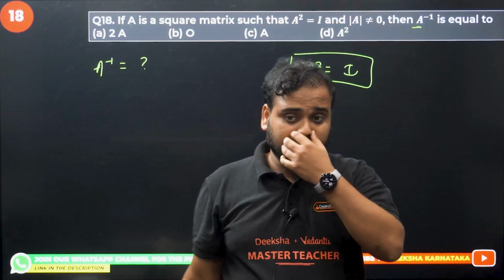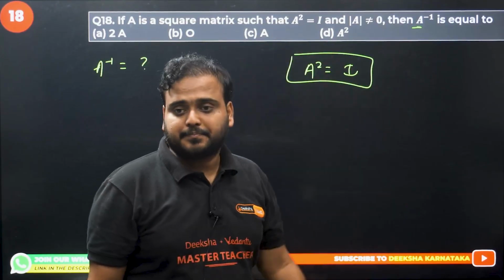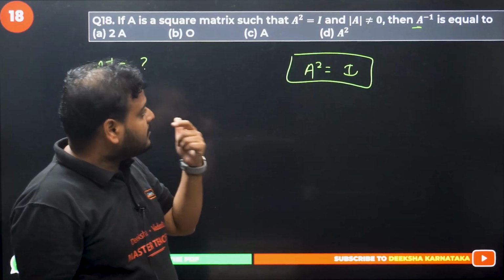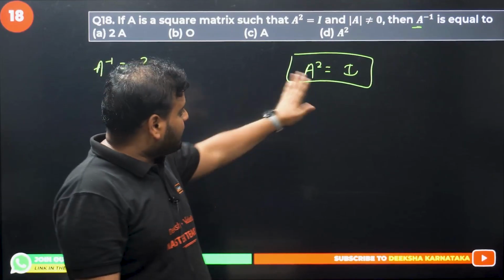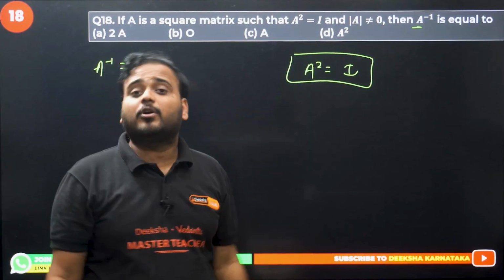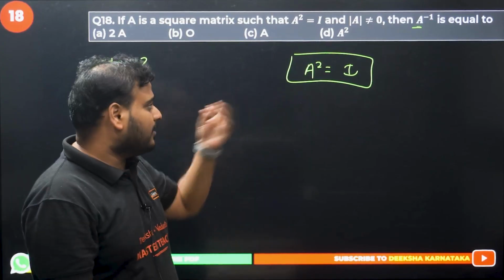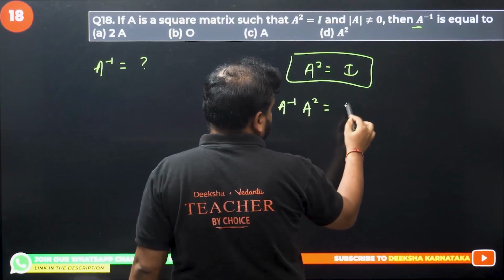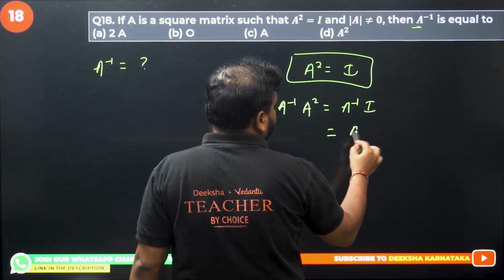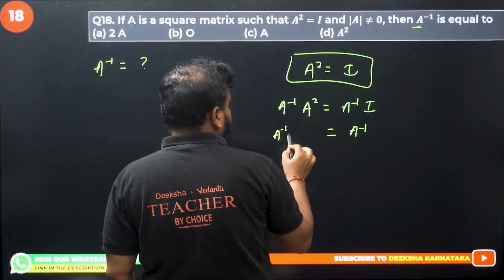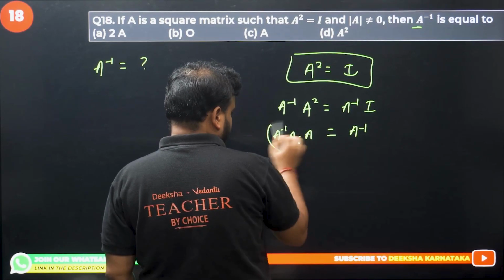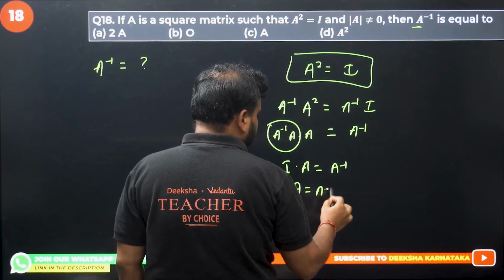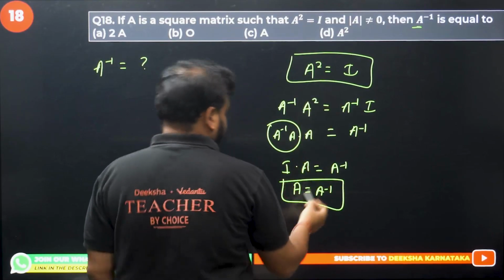Okay, they have given us 4 options. They're saying A square is equal to I. Determinant of A is non-zero, means inverse exists. Then they're asking us to find A inverse. It means I have to make use of this equation, and one of the sides has to be A inverse. How can I do that? Multiply A inverse on both sides. Check. Because A inverse into I will become A inverse. This will become A into A, this is I. I into A equals A inverse. A equals A inverse. And we have the answer as A.